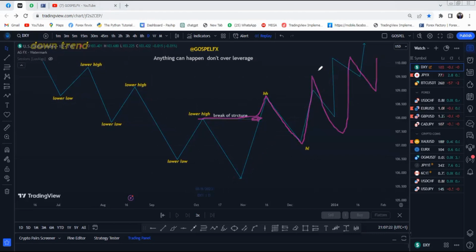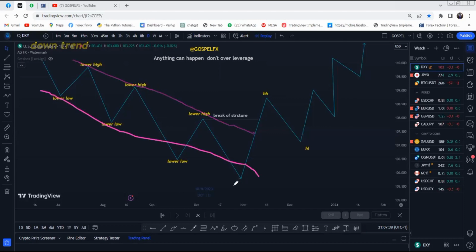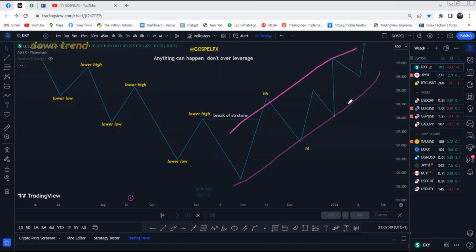You understand? So those are the things that you have to put into consideration when you are looking at the chart. Now, remember I said knowing where this lower high will end is a topic on its own. But I want you just to familiarize yourself with how a downtrend looks and how an uptrend looks.